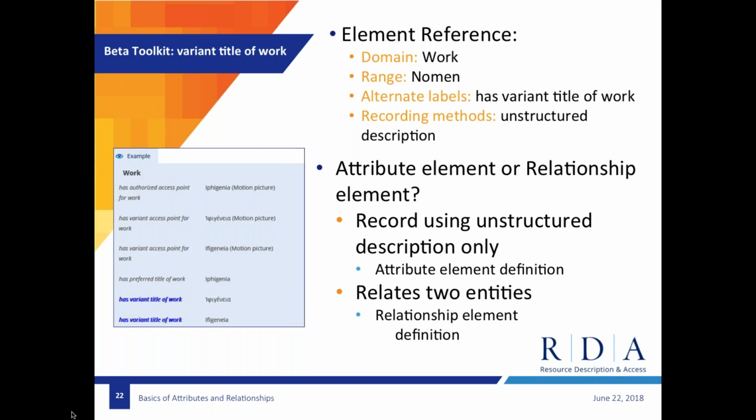So, alternate label, again, from the registry. There's only one recording method available. That's the unstructured description. So, is this an attribute element or a relationship element? Well, if an attribute element only has the unstructured description, that seems to make me think it's attribute-y, but then it relates to entities, so it's got to be a relationship element.